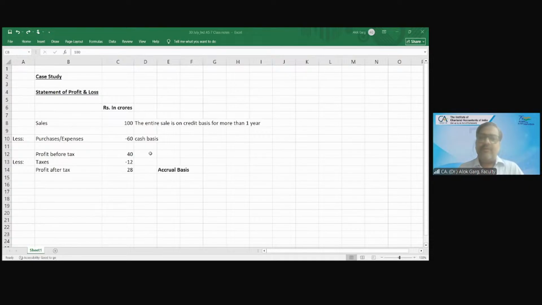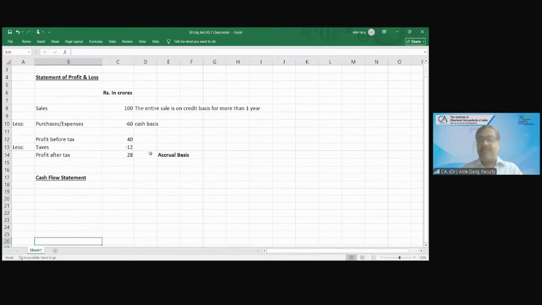Sir, then it will be a cash deficit company, na? So friends, looking at the cash flow statement, you are absolutely bang on. This company is a great company looking at the statement of profit and loss. But when you look at the cash flow statement, how will the cash flow statement look for this company? So if I prepare my cash flow statement, what happens?